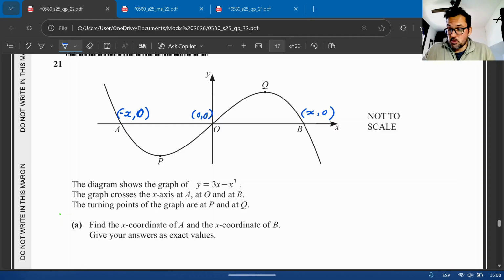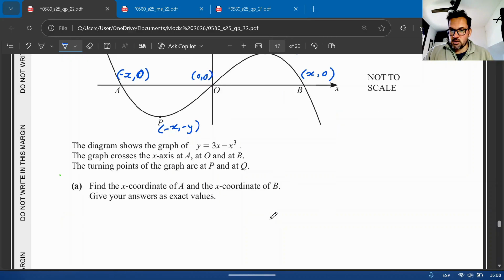The turning points of the graph are P and Q. Alright, we do know also here that Q will have a positive x and y coordinate, and P, of course, will have a negative x and y coordinate. Okay, this is important information that will help us in the future. It says then find the x coordinate, yes, the x, because we already know the y is 0, of A and the x coordinate of B. Give your answer as exact values.